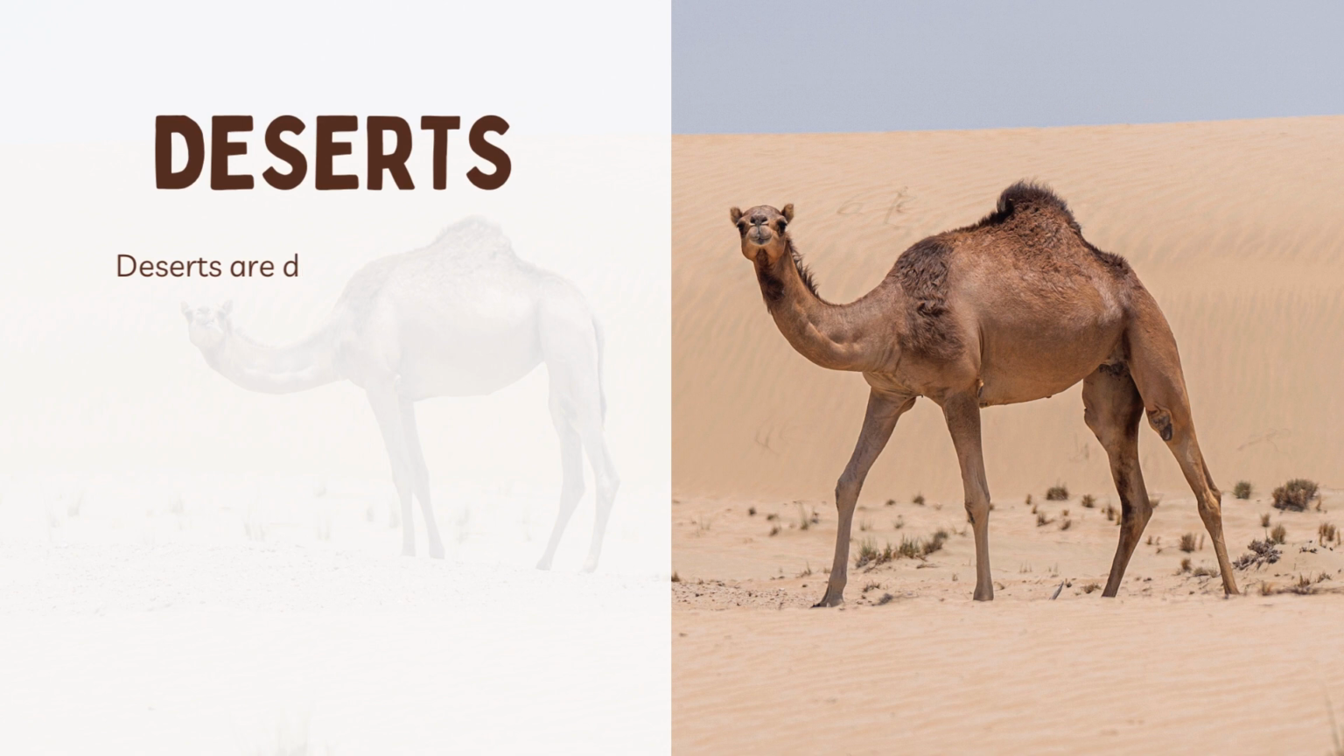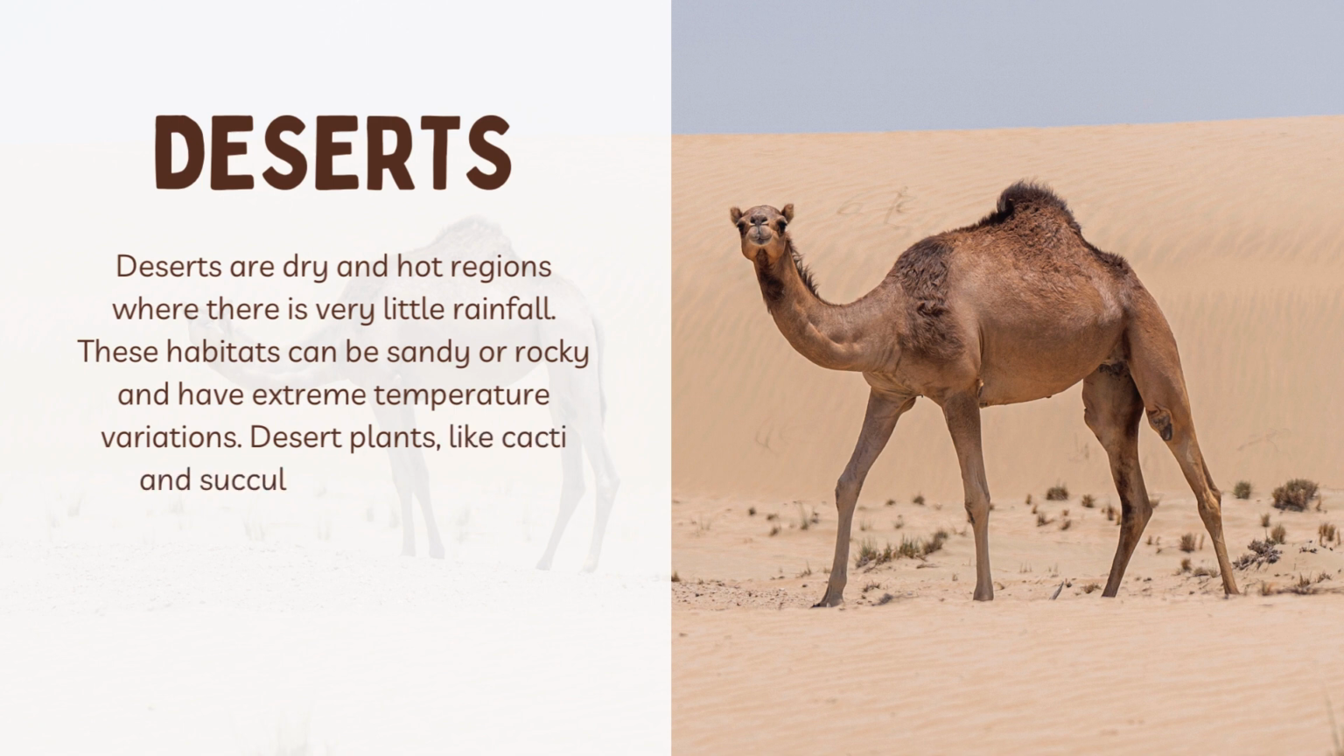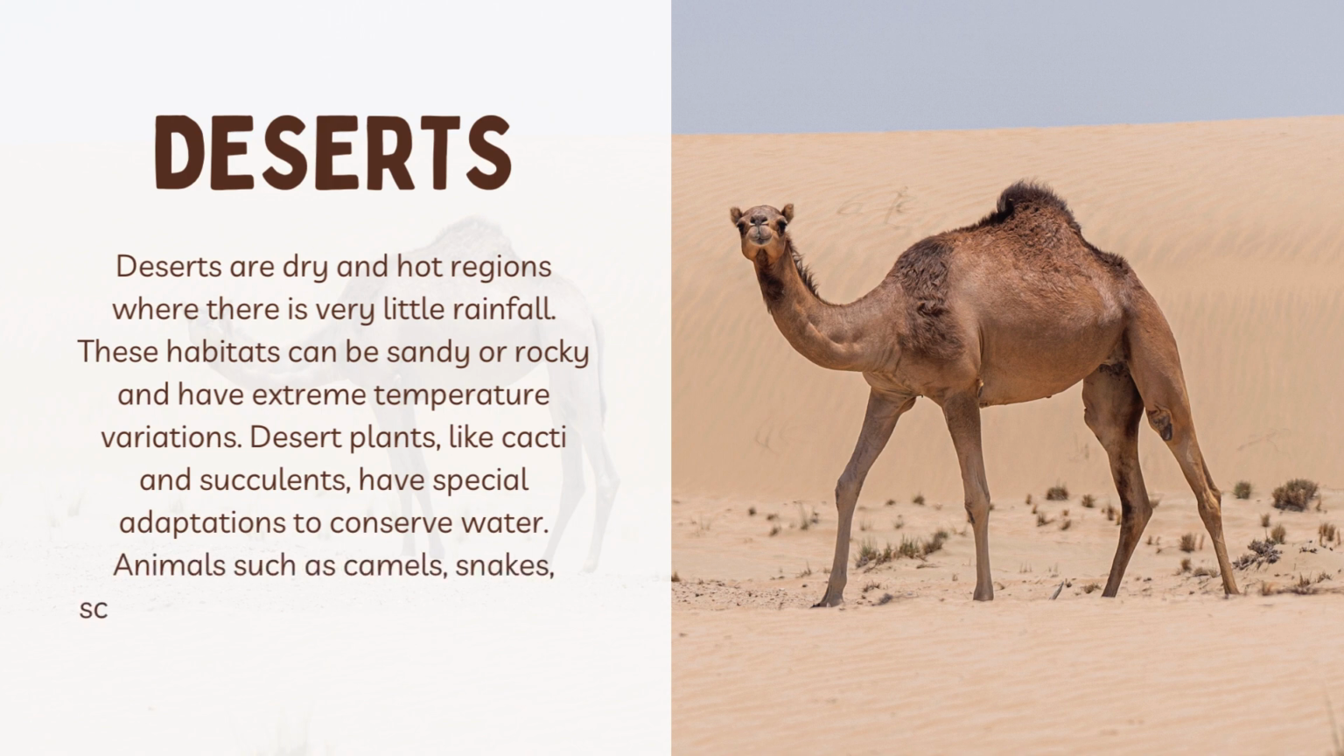Deserts. Deserts are dry and hot regions where there is very little rainfall. These habitats can be sandy or rocky and have extreme temperature variations. Desert plants, like cacti and succulents, have special adaptations to conserve water. Animals such as camels, snakes, scorpions, and lizards are well suited to survive in deserts.